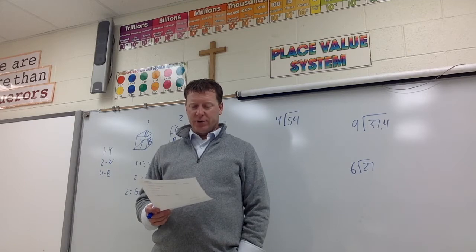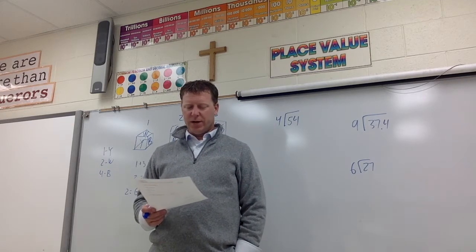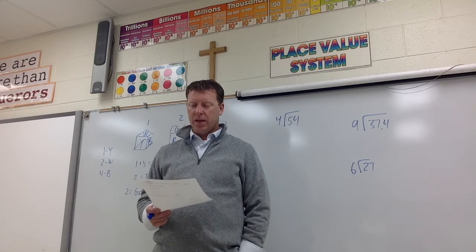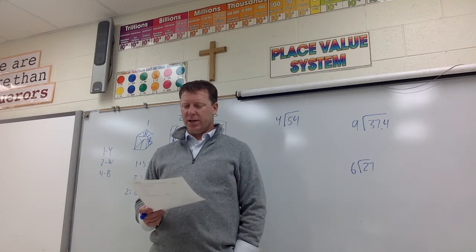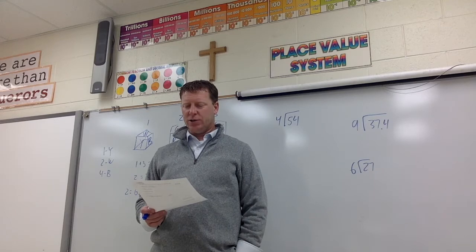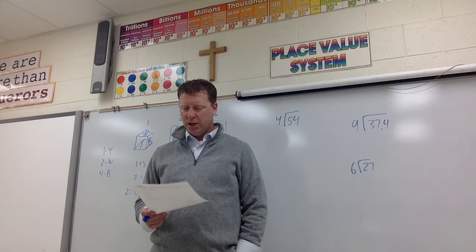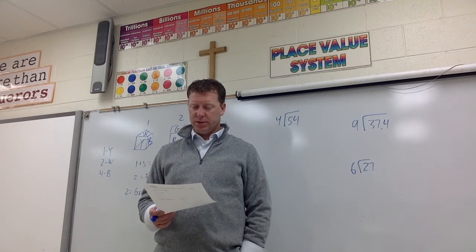16 ounces in a pound, 2,000 pounds in a ton, 1,000 milligrams in a gram, 1,000 grams in a kilogram, 1,000 kilograms in a ton. 2.2 pounds equals a kilogram. 16 ounces to 1 pint, 2 cups to 1 pint, 2 pints to 1 quart, 4 quarts to 1 gallon. 1 liter equals 1,000 milliliters.